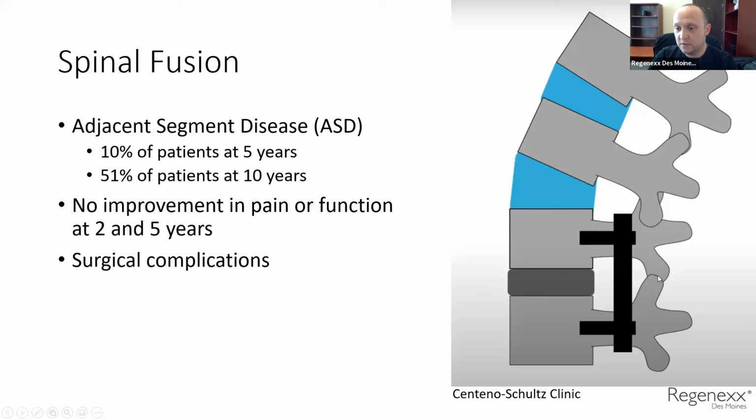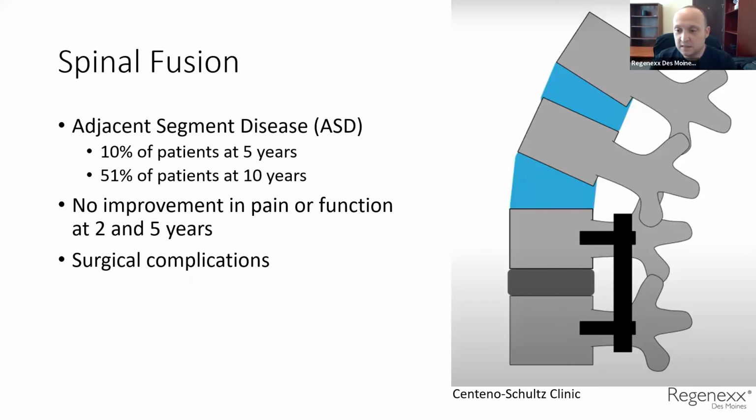But we all have to do our day-to-day life. We have to tie our shoes. We have to pick up objects, right? And so we will induce motion. But if it can't occur here because there's a metal rod spanning that gap, then more of it has to occur at the level above or the level below. And that's what we call adjacent segment disease.